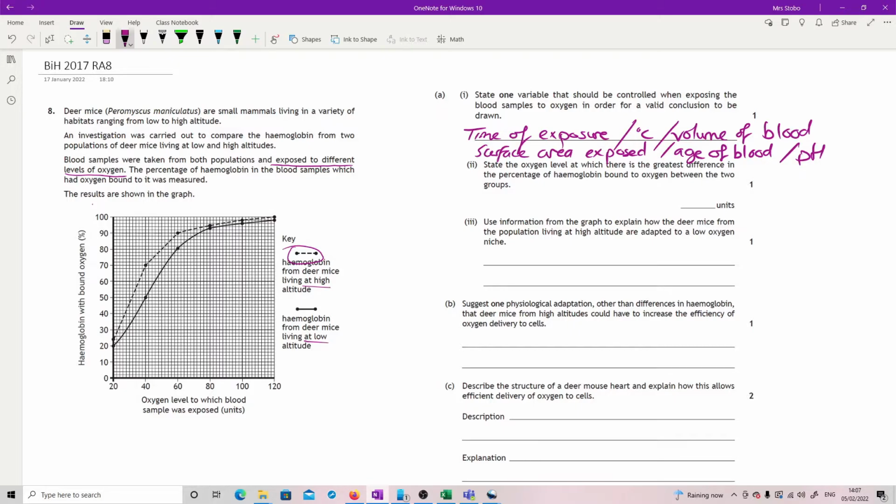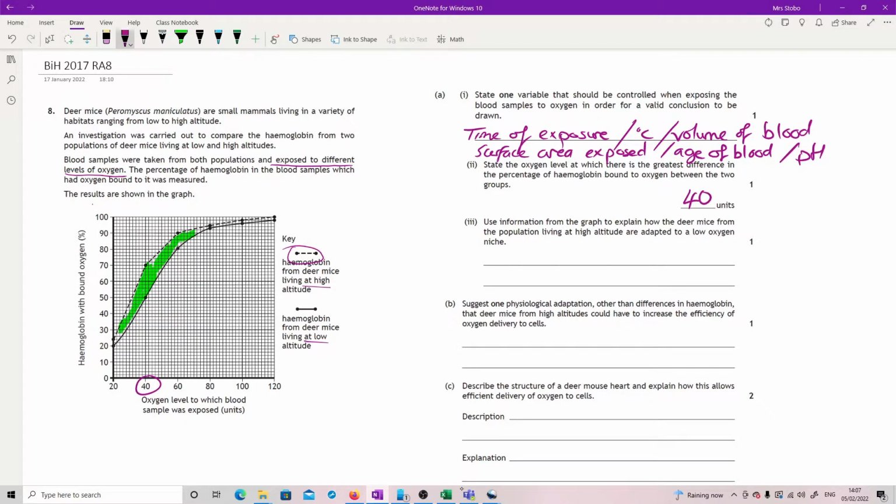Okay, state the oxygen level at which there is the greatest difference in the percentage of haemoglobin bound to oxygen between the two groups. Well, so all I'm looking for is what is the biggest gap in here. So it's quite clearly at this point. It's at 40 units. Okay.